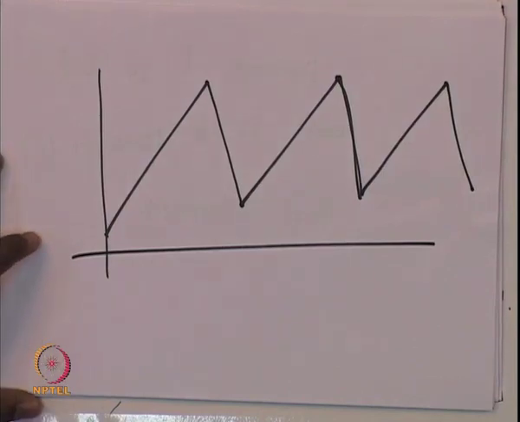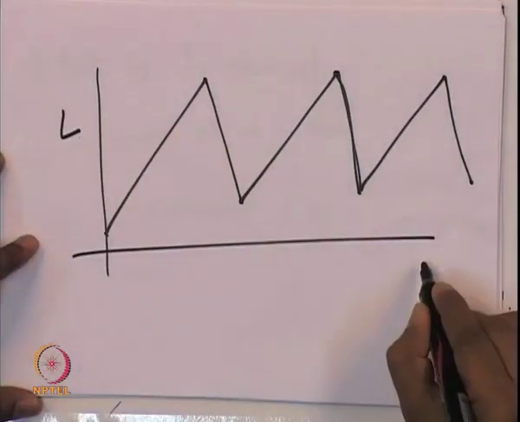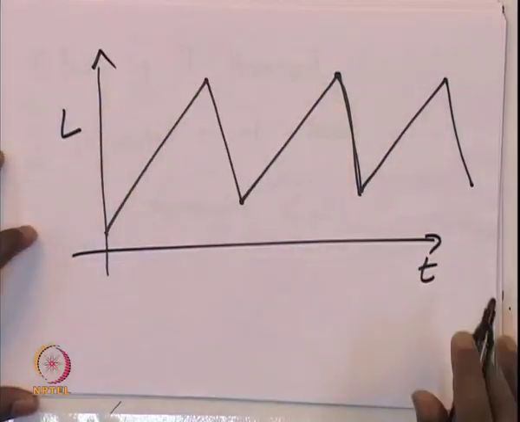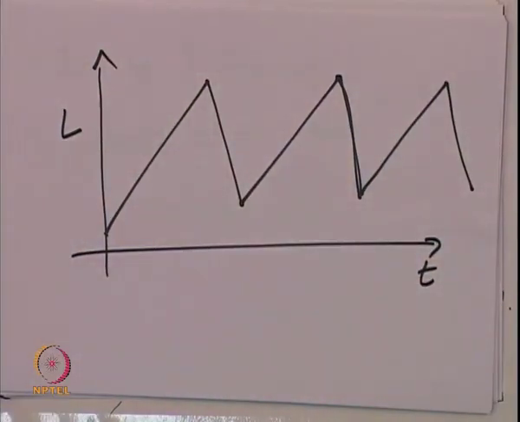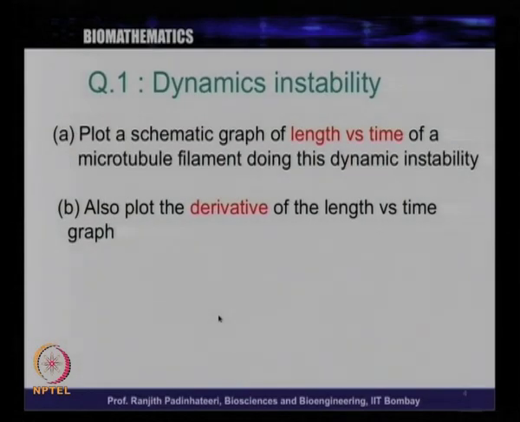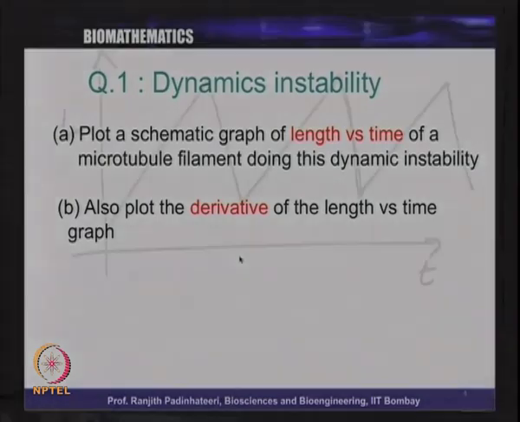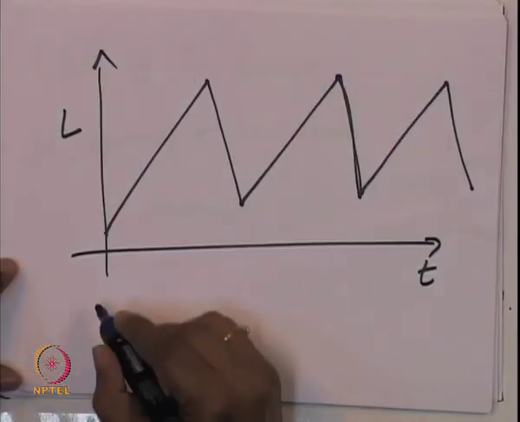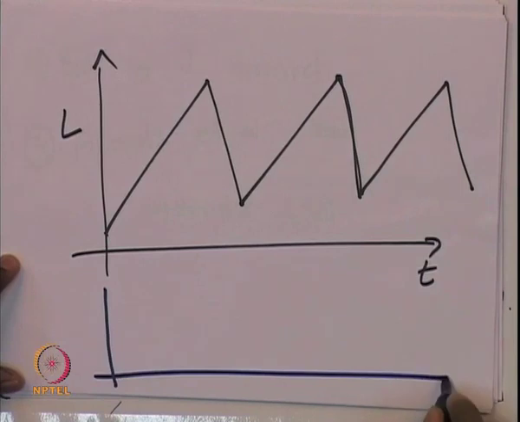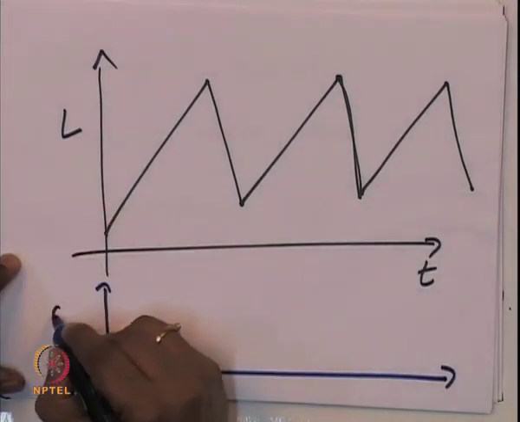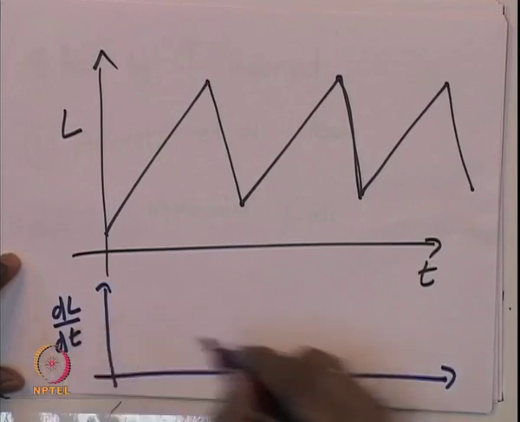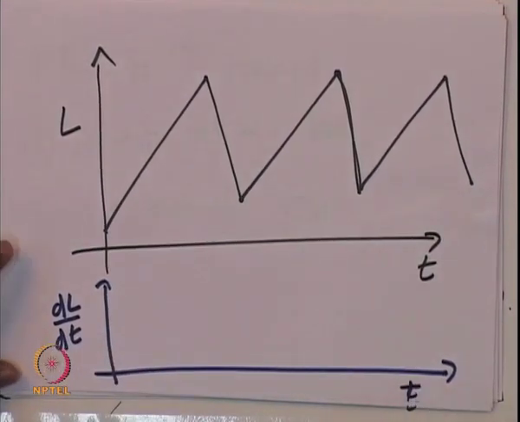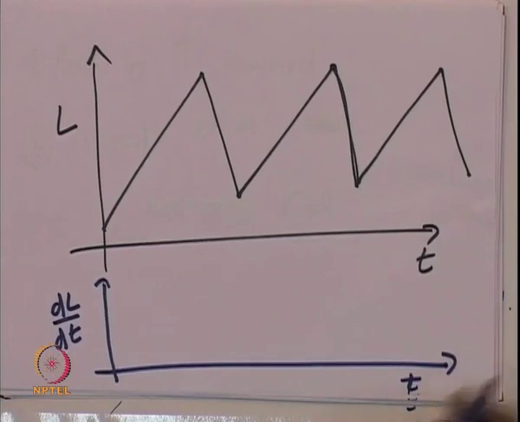Okay, so now this is length and this is time. Now, what do we need here? What is the second question? The second question is also to plot the derivative of the length versus time graph. You have to plot the derivative of this. So, what do we mean by derivative? Let us plot it on the same graph here itself. The derivative of this is dL by dt as a function of t. This is what we have to plot, dL by dt versus t.